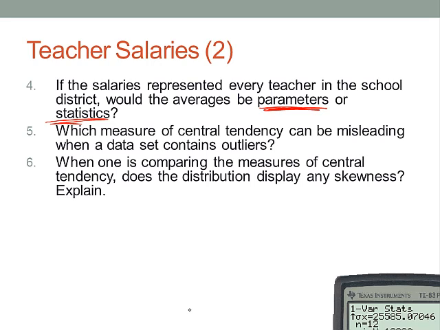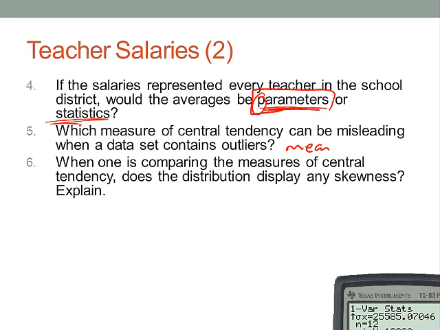If the salaries represented every teacher in the school district, would it be parameters or statistics? So if we only had 12 teachers in the entire district, that is going to be the whole population. And remember what I said earlier? Population P for parameter. So it'd be a parameter. If it was just a sample, it would be a statistic. Which measure of central tendency can be misleading when the data set contains outliers? We just mentioned that, and that is the mean.